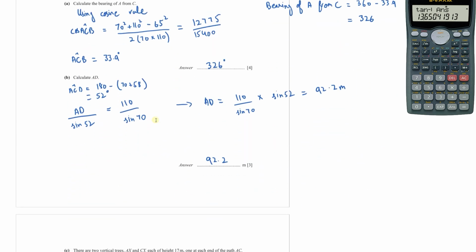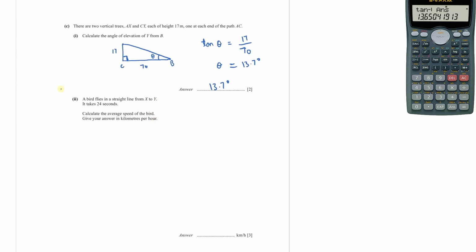And you're given that the distance is 110 meters. Time is 24 seconds. So you need the answer, the speed in kilometers per hour. So distance, 110 meters, equals 110 divided by 1,000. So you will get kilometers, and to convert the seconds into hours, there are 3,600 seconds in 1 hour. So you will divide it by 3,600. So you will get hours.